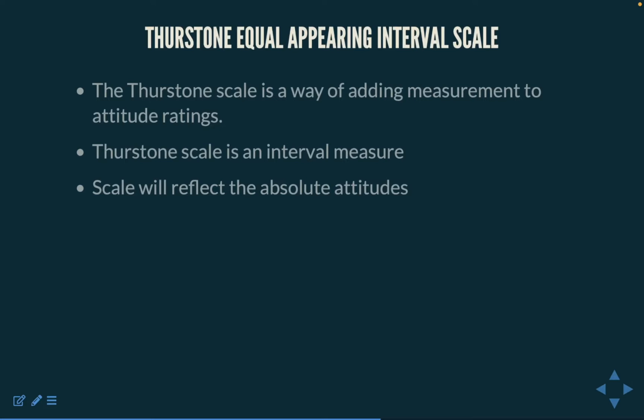The Thurstone scale is a way of adding measurement to attitude ratings, where the Likert scale can only rate respondents' attitudes against those of other respondents. The Thurstone scale is an interval measure which allows a value to be placed on each choice with an equal appearing interval scale between values. This implies that the scale will reflect the absolute attitudes of respondents rather than their relative attitude.